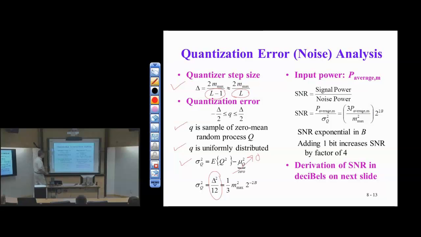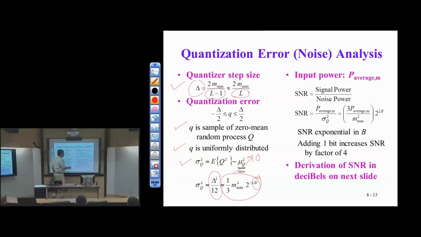I can replace what I know about the step size into the formula. And now I get the variance is a function of the maximum voltage squared and an exponential function of the number of bits. Remember this is in linear units. We haven't done any dB yet.